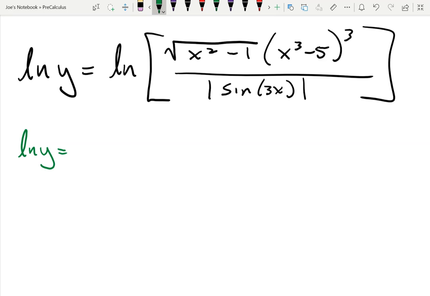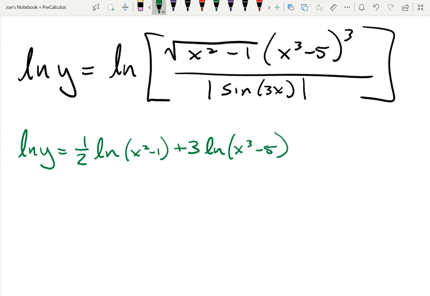So I'm going to see that both of these terms are going to be positive. I see this as a power 1/2, so it's going to come out in front. I see this as a power 3, which is going to come out in front. And then I see this as a negative term, right? So let's just write that out. I see this as 1/2 the natural log of x squared minus 1 plus 3 times the natural log of x cubed minus 5 minus the natural log of the absolute value of the sine of 3x.